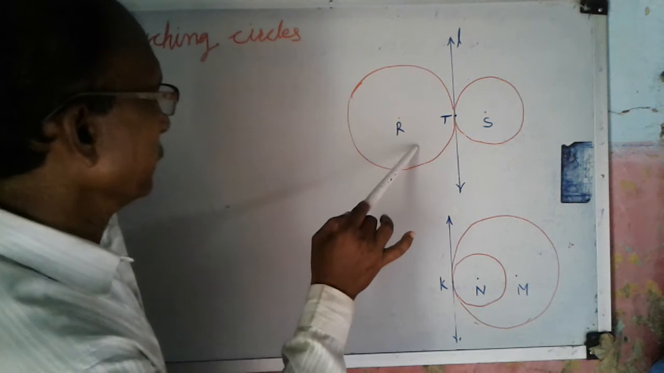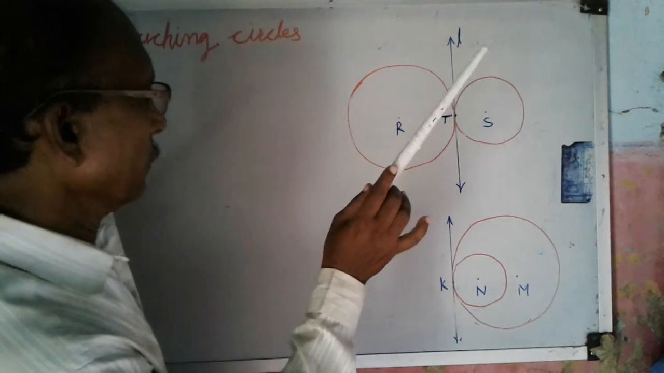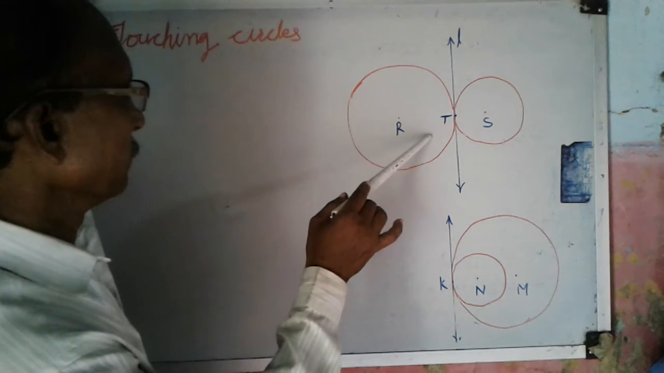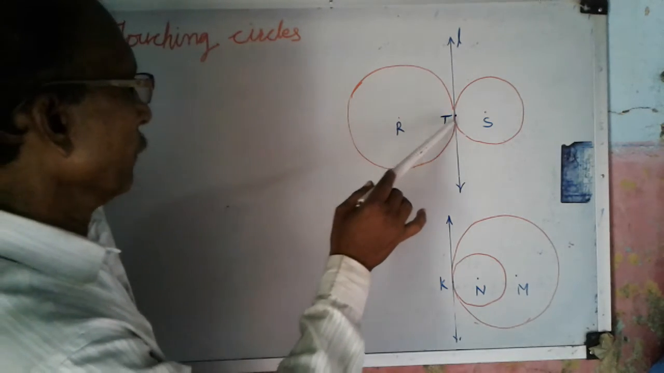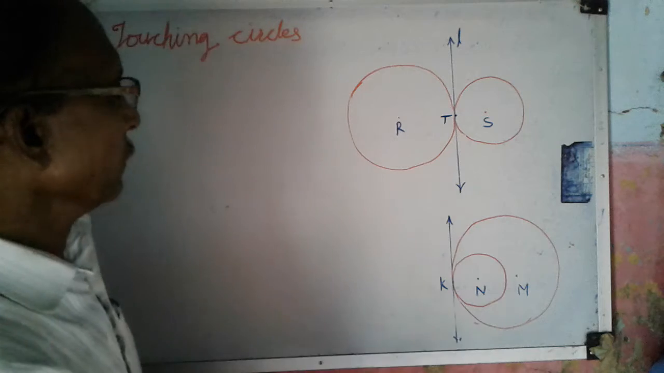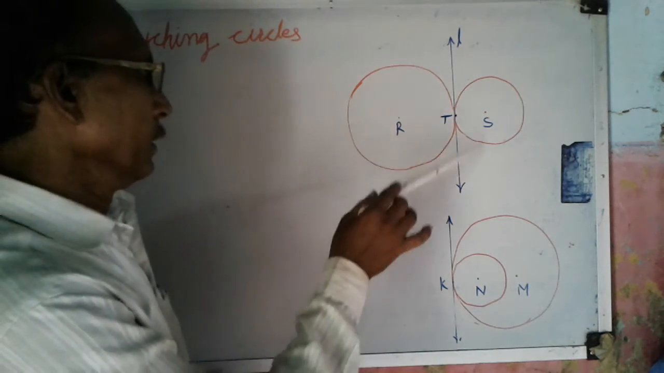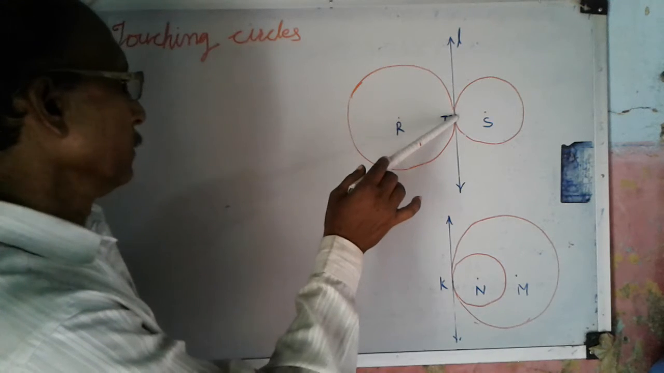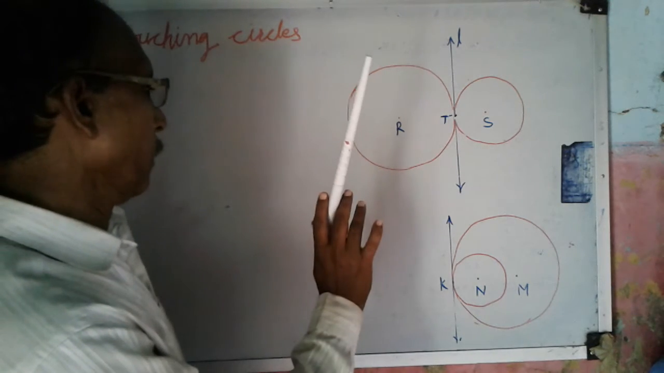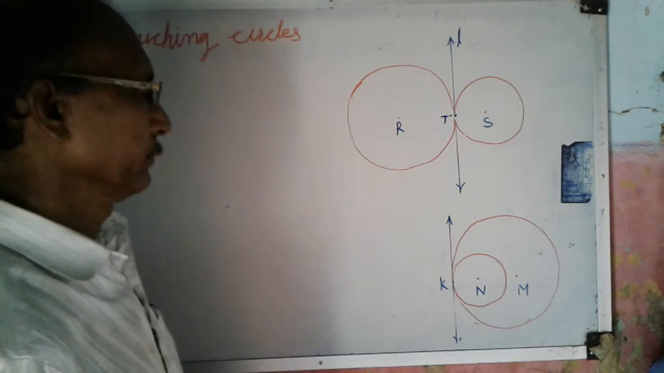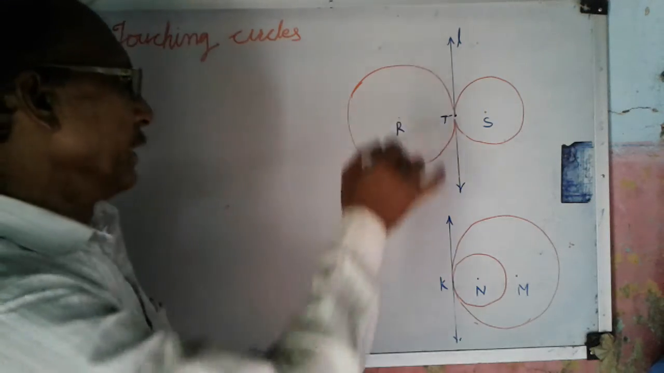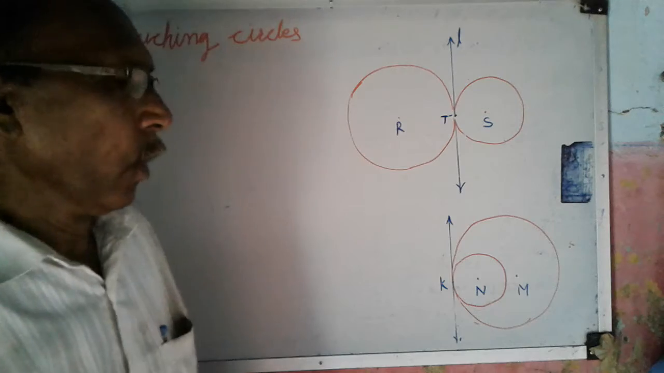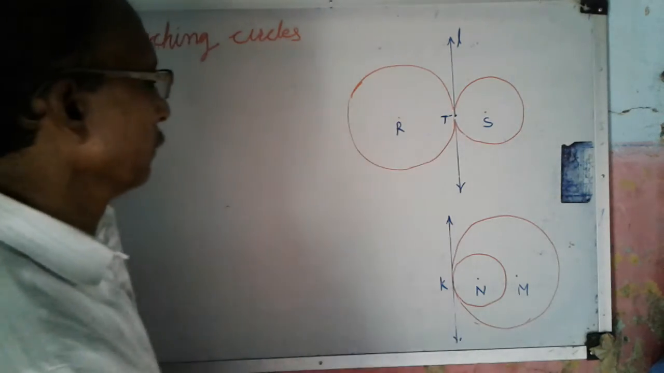These two circles in the same plane intersect with a line in the plane in only one point, then those circles are called touching circles. And this line here is called the common tangent of the circles.